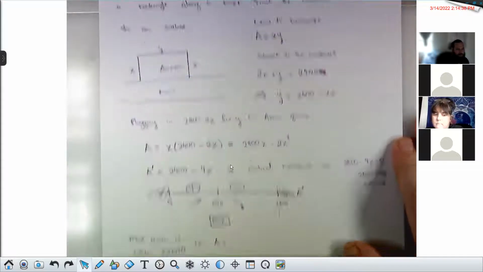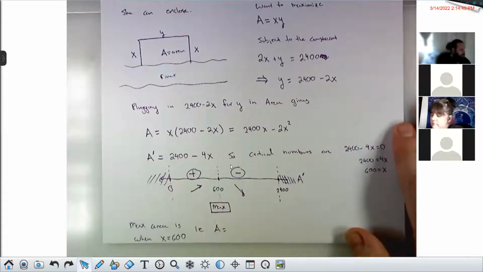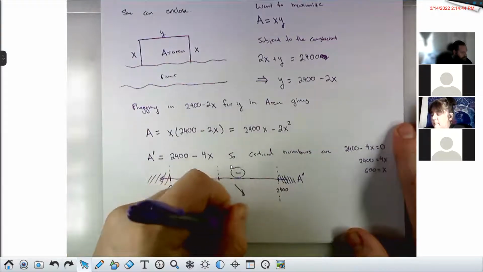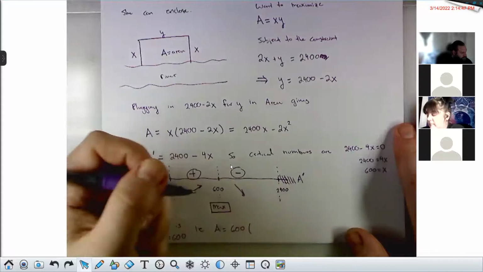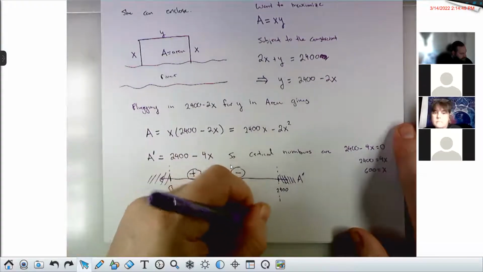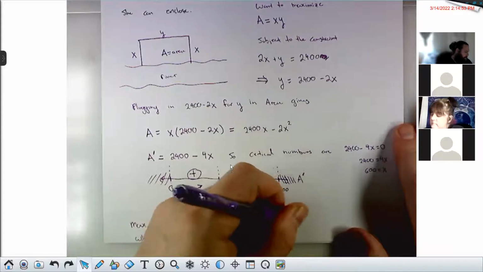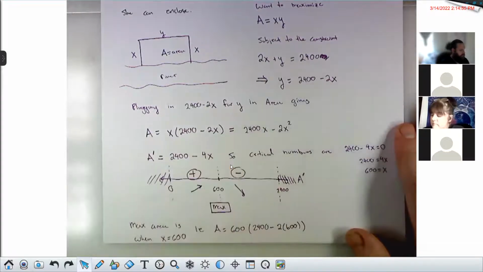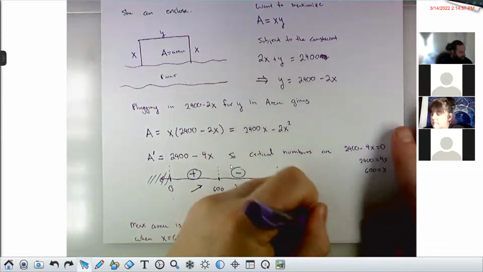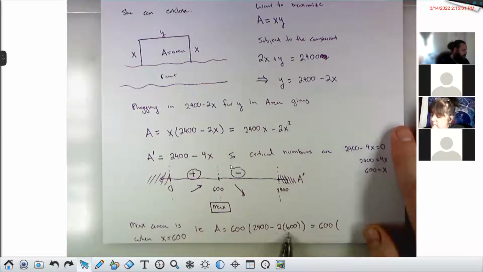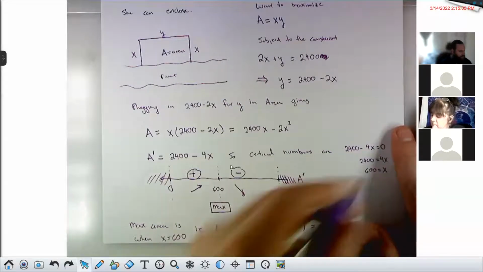So the max area is going to be when x is 600. And if I plug into this area function, I see that that is going to be 600 times 2400 minus 2 times 600. And that's 600 times, let's see, 2 times 600 is 1200. 2400 minus 1200 is 1200.